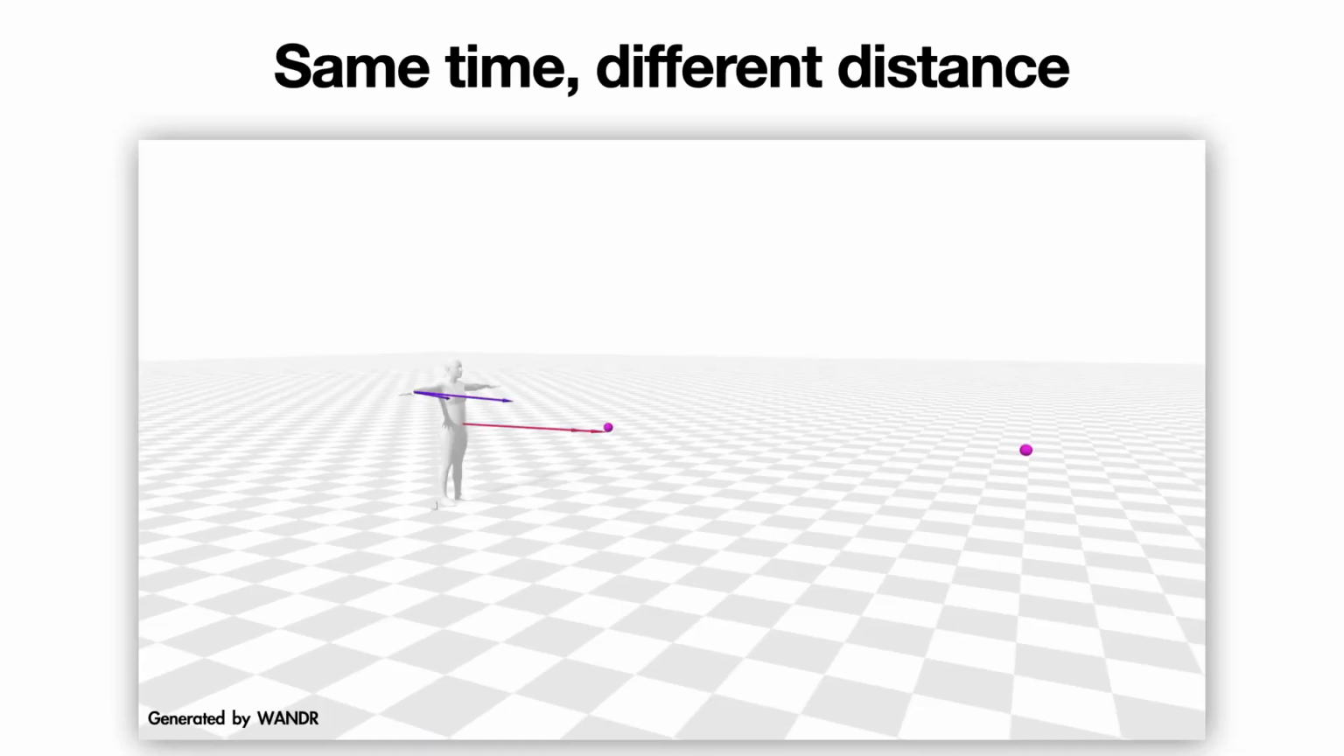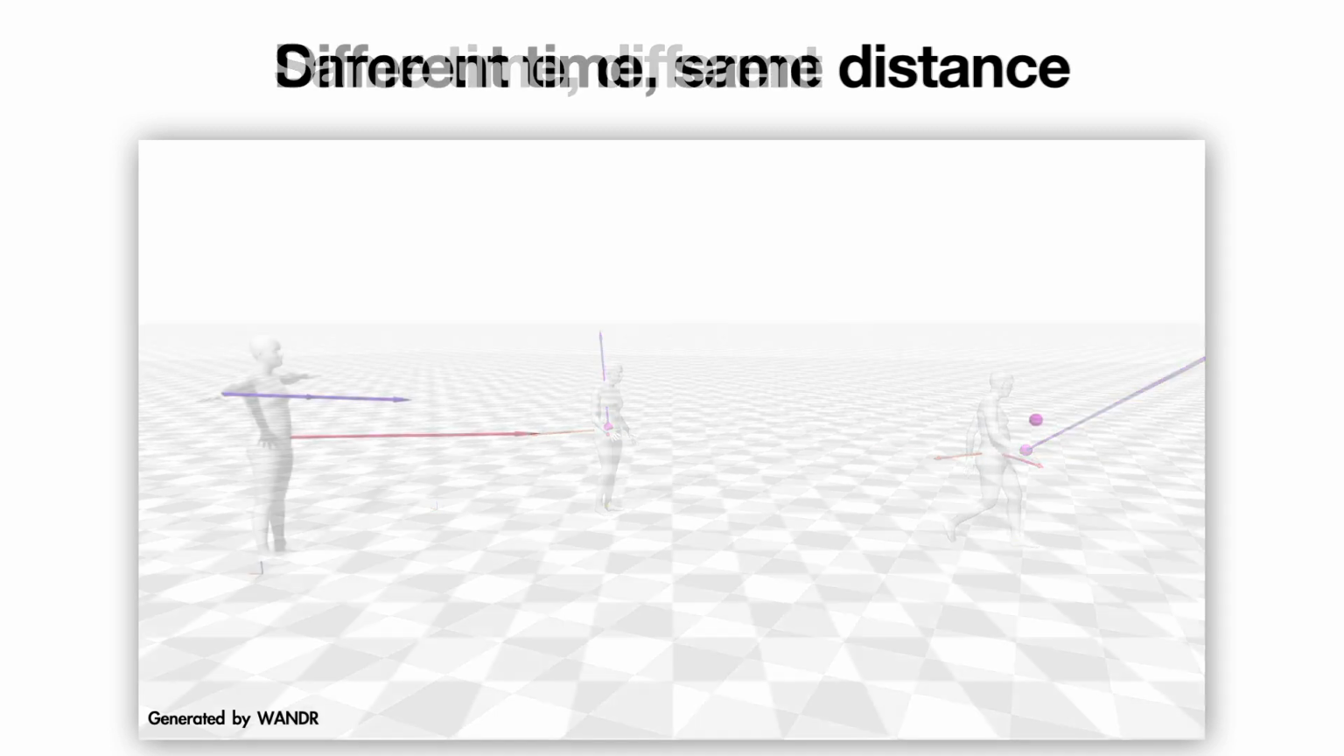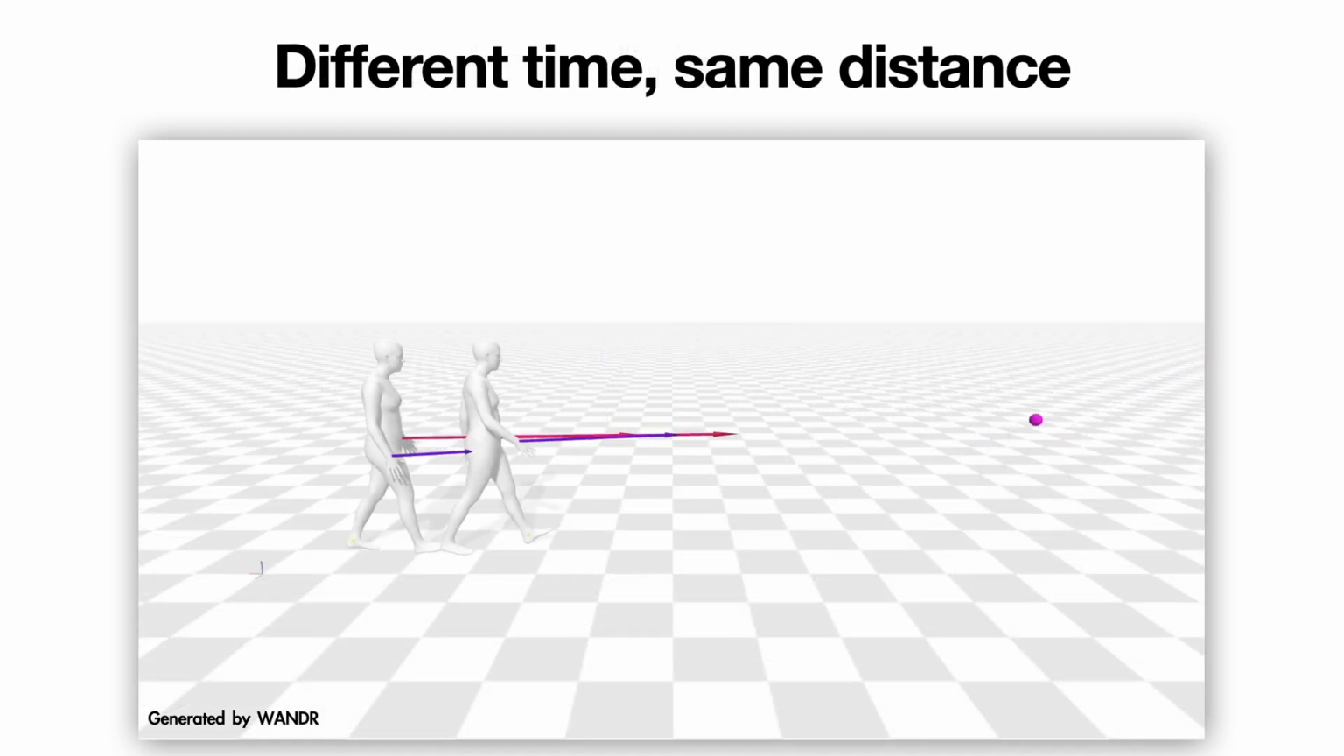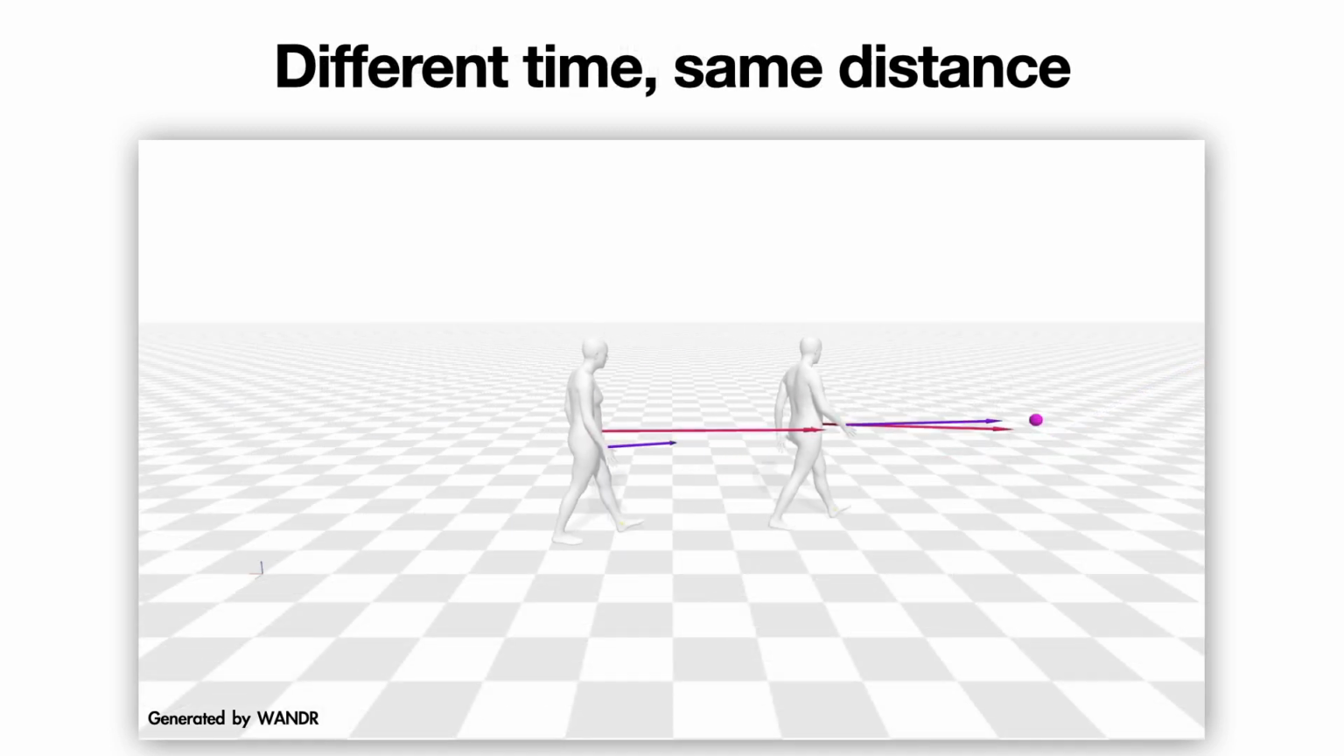For example, given the same amount of time, the virtual human will walk faster in order to reach a goal located further away. And it will walk slower, given a surplus of time for the same distance.